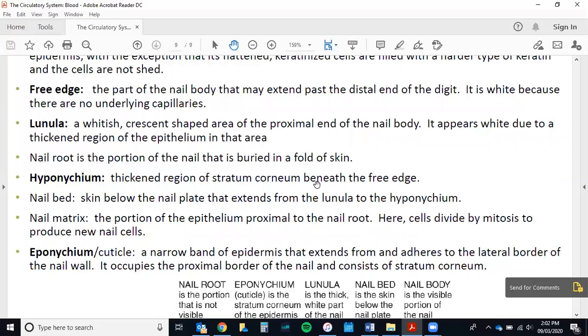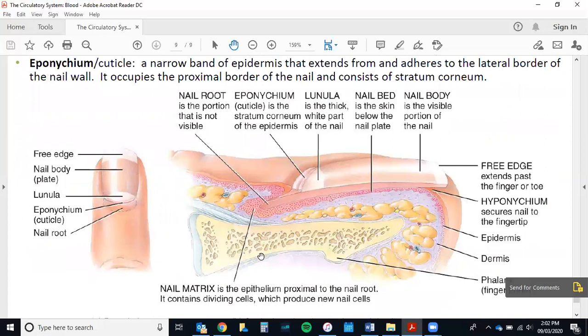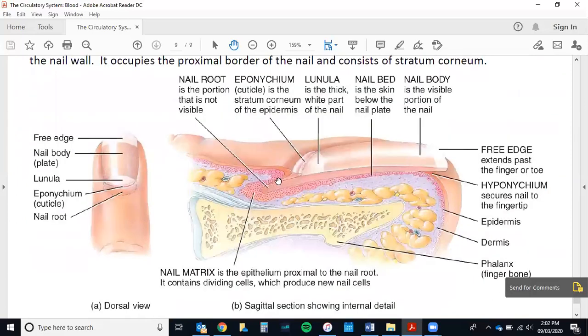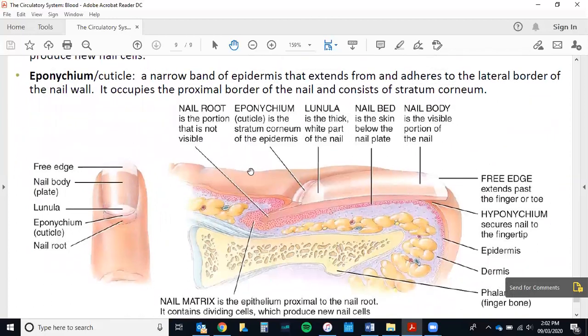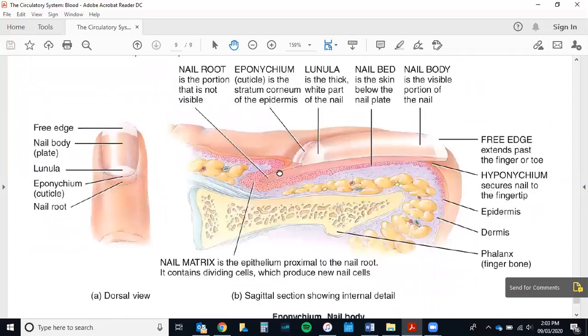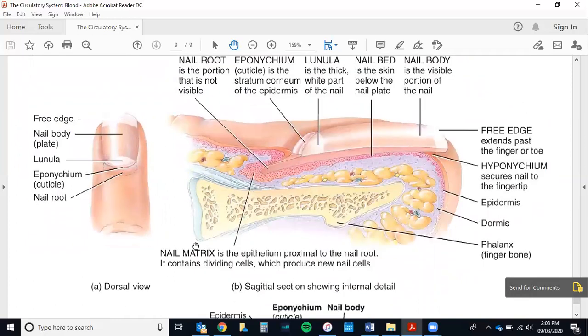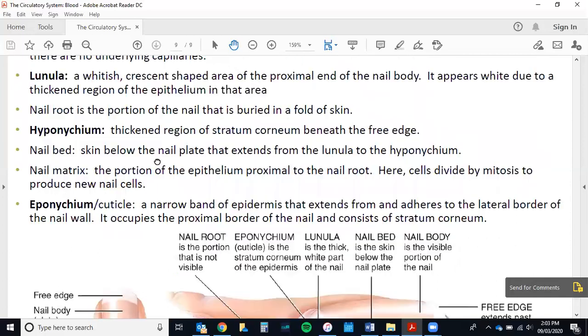Internal to that, which you can only see in a sagittal section, which is what's shown here, would be the nail root, which is embedded in our skin in the finger or toe, depending on what we're looking at. In this case, the finger. Right where the nail root is also happens to be the nail matrix, like the hair root, which is where cell division takes place, just like what we saw with hair, where the hair matrix went through cell division, and this is what causes your nails to grow. So it contains dividing cells that produce new nail cells.